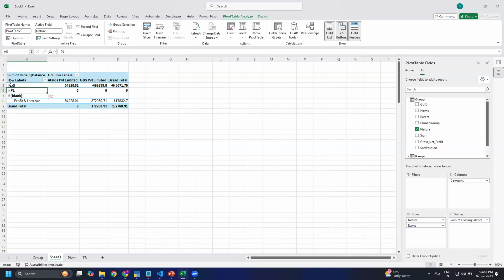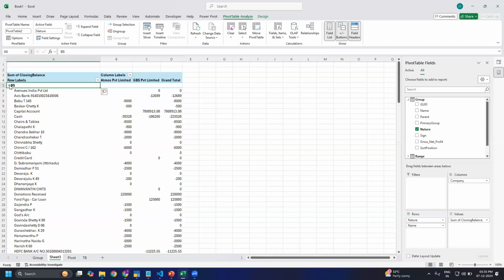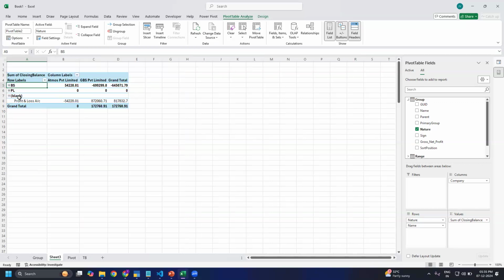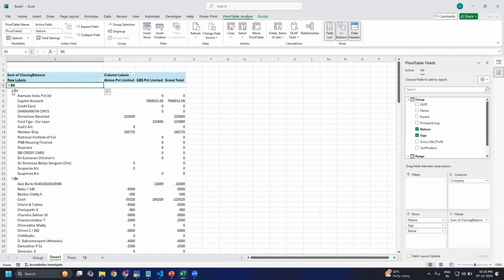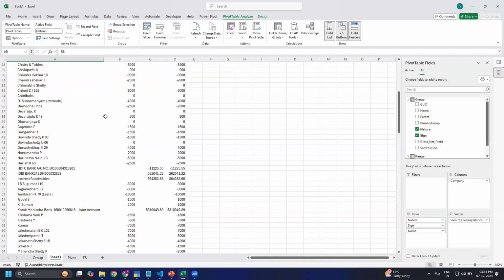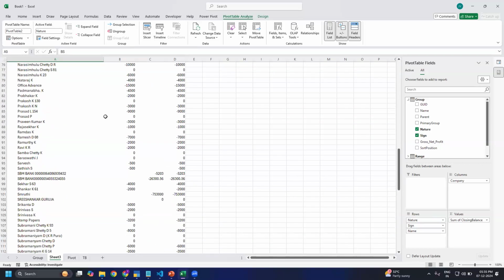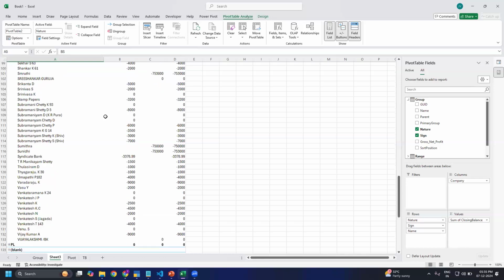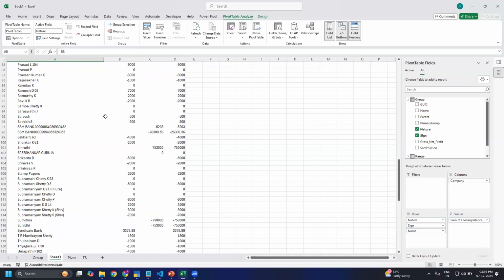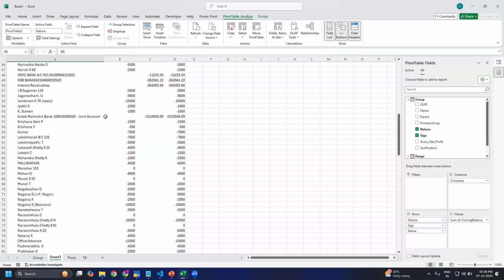So like this, we can create relationships, we can analyze, we can do groups, everything with one click. If you need a sign, I can do that one also. So it will show which is related to credit, debit, everything. This is the easy way to analyze, to extract TB or multiple TBs from Tally.